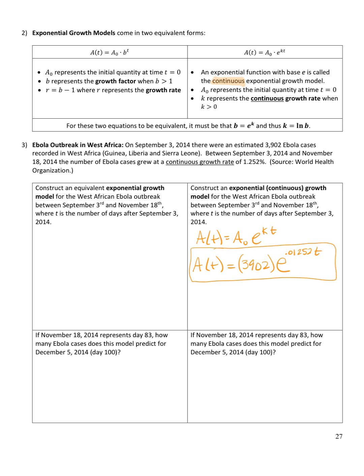And then to write the equivalent exponential growth model, I just need to figure out what b is, and I have a formula for that. B is e to the k. So I'm going to use my calculator.